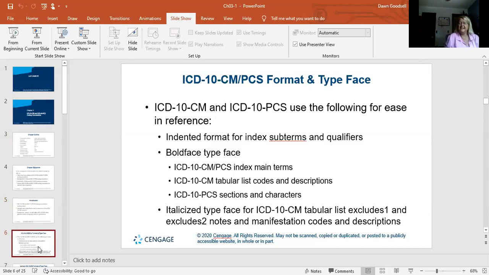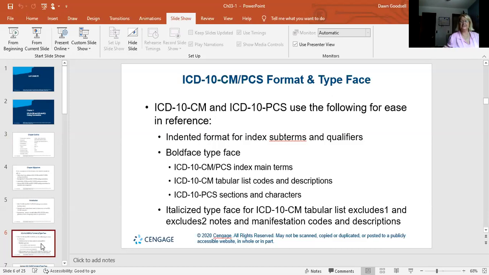ICD-10 and ICD-10 PCS use the following conventions and references. Index format for index subterms and qualifiers, boldface type. So in the index in the front of the book is where you're going to find your main term. I'm going to basically walk you through how to find a code. In your ICD-10 CM coding manual, you're going to go to the front of the book and find your main term. Your main term is going to be what's wrong with the patient, not the body part. Keep that in mind.